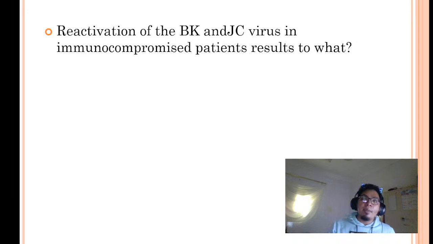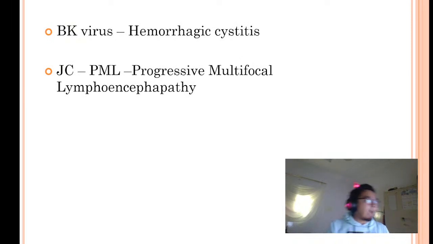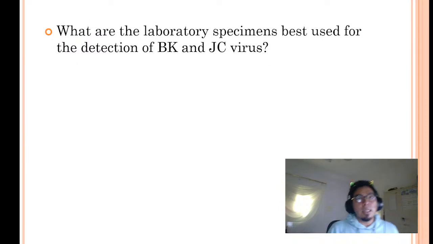But when it activates, the BK virus causes hemorrhagic cystitis. When I say cystitis, where does it occur? In the bladder. All right? And then the other one is JC virus, associated with PML. Sorry, I have to correct myself: progressive multifocal leukoencephalopathy. So BK virus is associated with viral hemorrhagic cystitis, and JC virus is associated with progressive multifocal leukoencephalopathy. I know it's a mouthful, but you guys have to at least try.